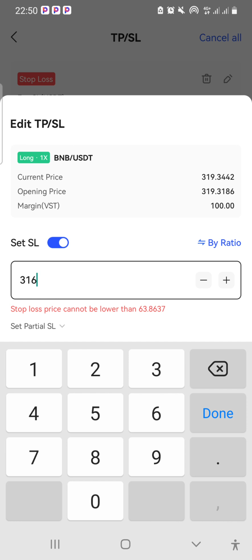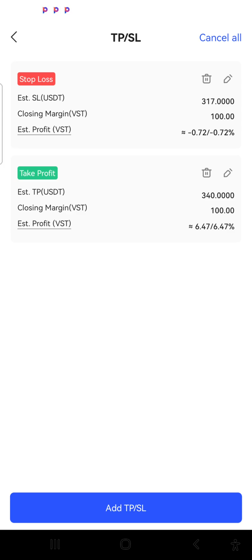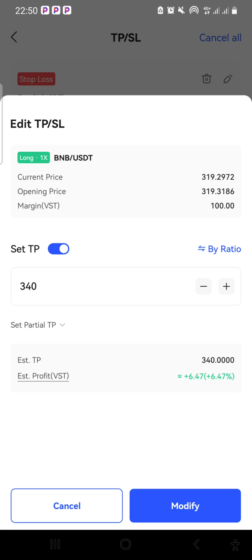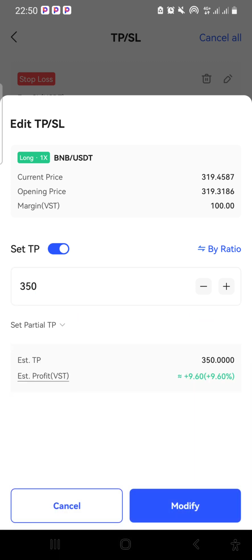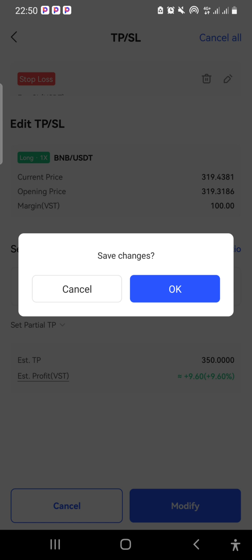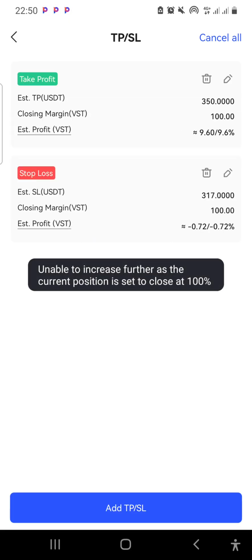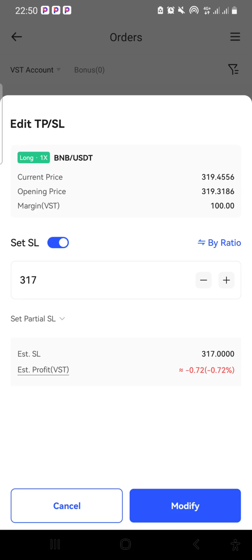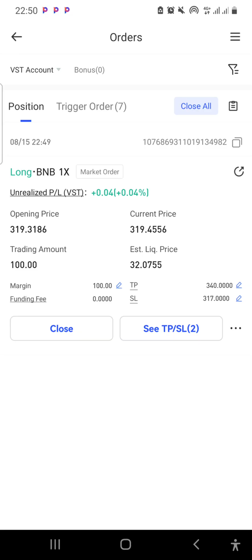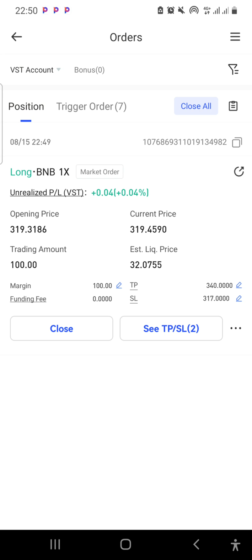Let's say 316. So you can see the price has changed. So you just click on modify. Then this one, let's say you want to change it to maybe 350 now. You can see that it has changed to 9.60. So you just click on modify, save changes, okay. So that's it. You can see that it has changed already. So that's just the logic about this stuff here.